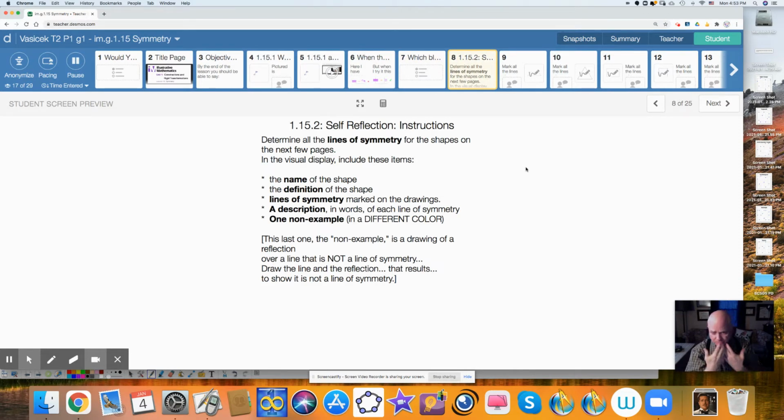For the next several figures, I'll show you how to do these in this video, but you should try this on your own from pages 9 through 16. There are several objects. I want you to name the object, name or draw all the lines of symmetry, and give a description of the line of symmetry, something about what it does, and then give me one non-example. When you do the non-example, I want you to reflect the object across that non-example to show why it is not a line of symmetry. It's a line of reflection, but not a line of symmetry.